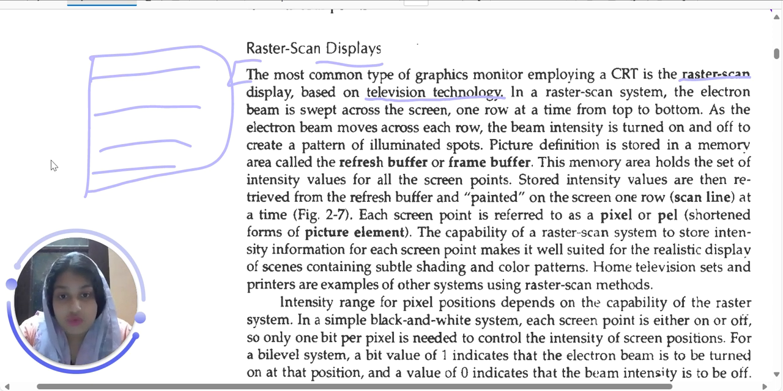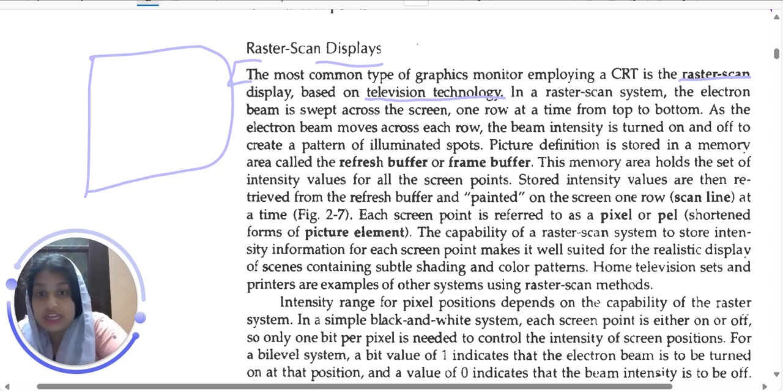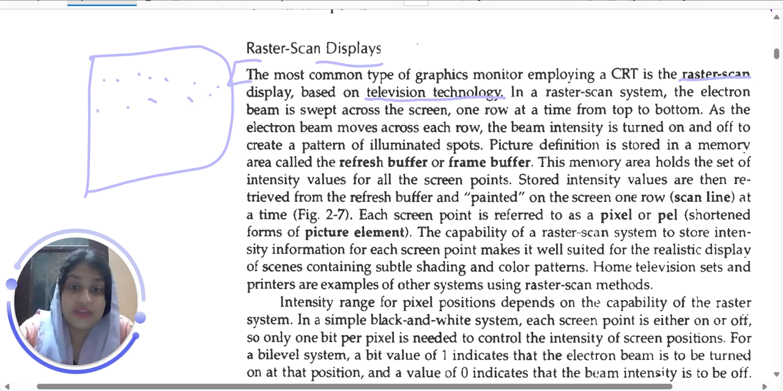As the electron beam moves across each row, the beam intensity is turned on and off to create a pattern of illuminated spots. So the electron beam will move across each row and the beam intensity will be turned on and off. This will create a pattern of illuminated spots. The picture definition is stored in a memory area.